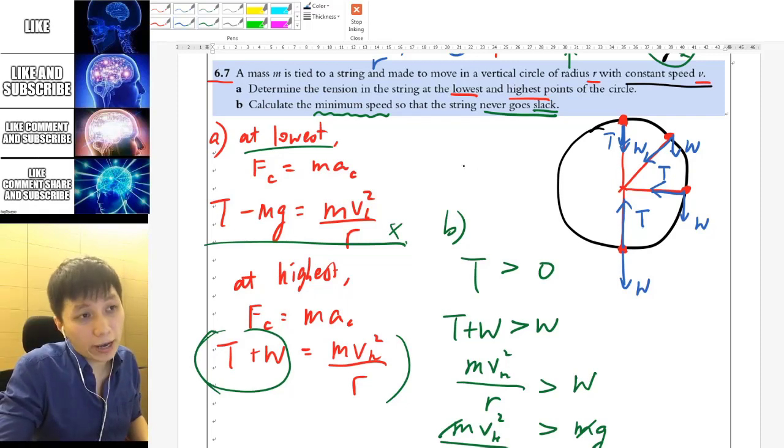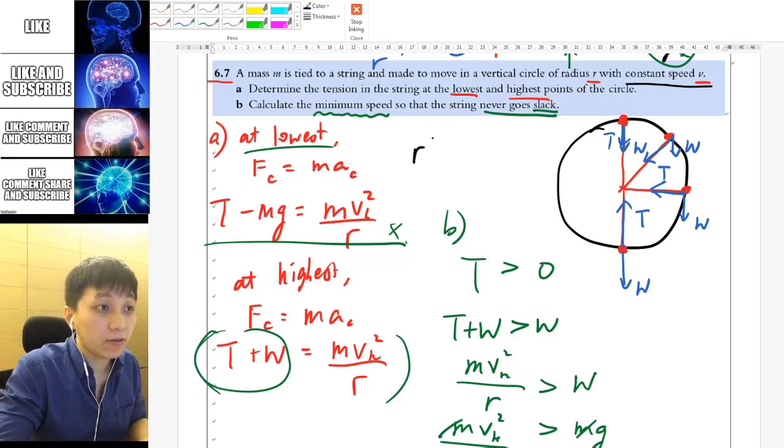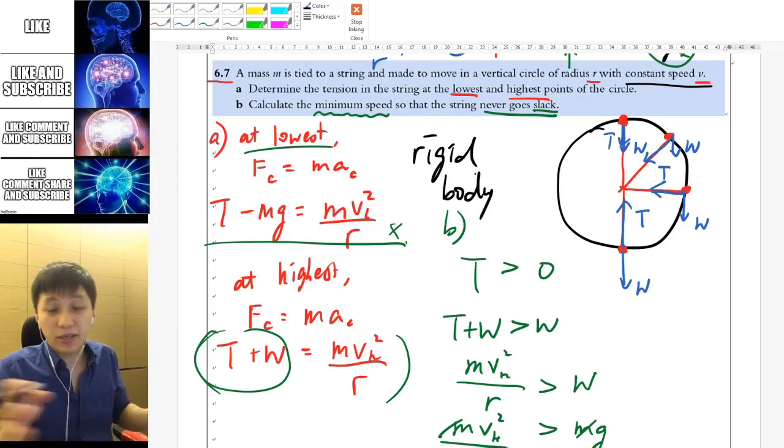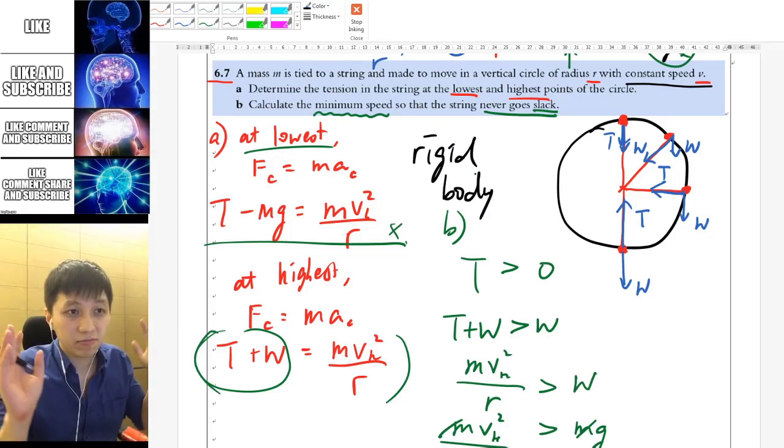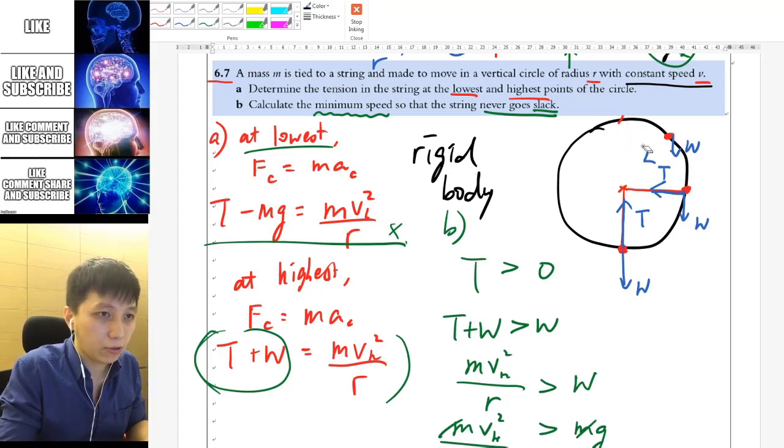Let me give you 10 seconds to think about in what situation it can be a uniform vertical circular motion. The answer is when you have, instead of a string, a rigid body. Rigid body means it could be a rock that is perfectly hard in physics. So let me show you an example.